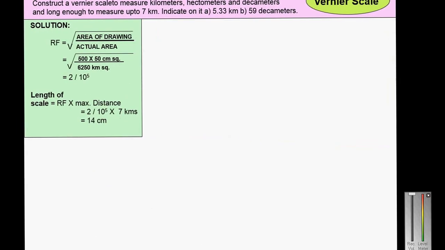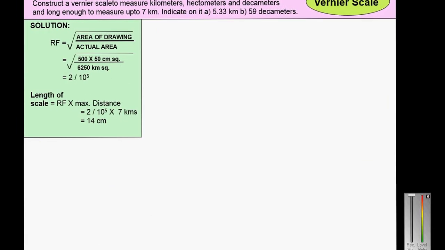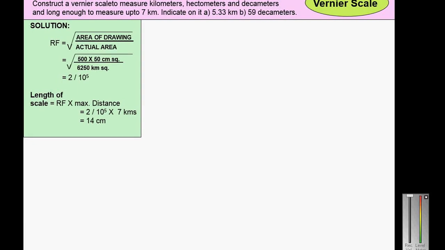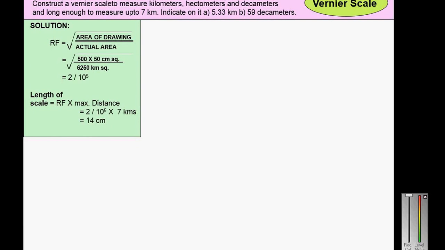Next is a map of size 500 cm by 50 cm wide, which represents an area of 6250 square kilometers. Construct a vernier scale to measure kilometers, hectometers and decameters, and long enough to measure up to 7 km. Indicate on it a distance of 5.33 km and 59 decameters. First of all, calculate the RF. Here area is given, so take the square root of the area of the drawing divided by the actual area. From that you will get the RF as 2 by 10 raised to 5.